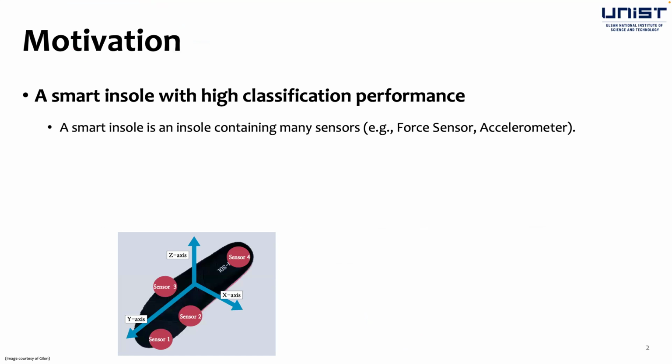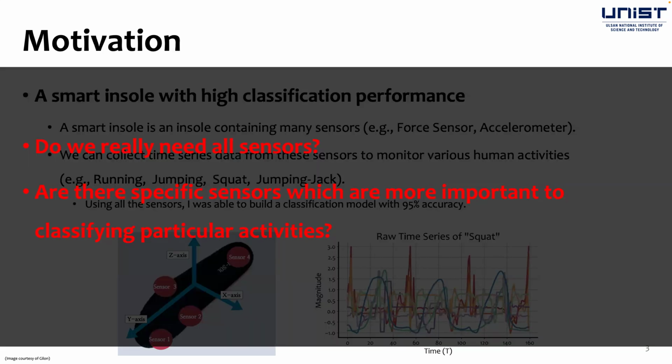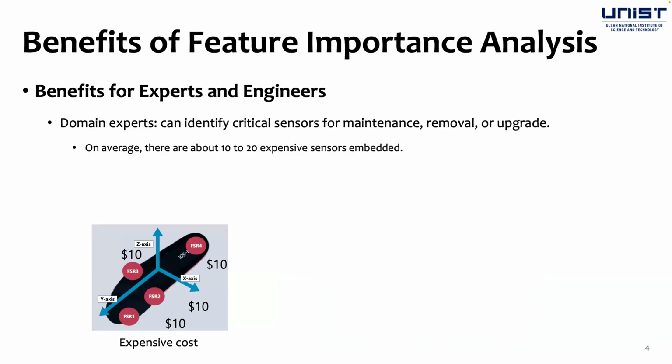A few years ago, I used to work with a smart insole startup back in South Korea. This company produced a smart insole where I helped them build activity classification models. At that time, I was able to build a classification model with 95% accuracy using all the 14 sensors that was inside the smart insole. So this got me thinking, do we really need all the sensors as well? Are there specific sensors that are more helpful in classifying a particular activity?